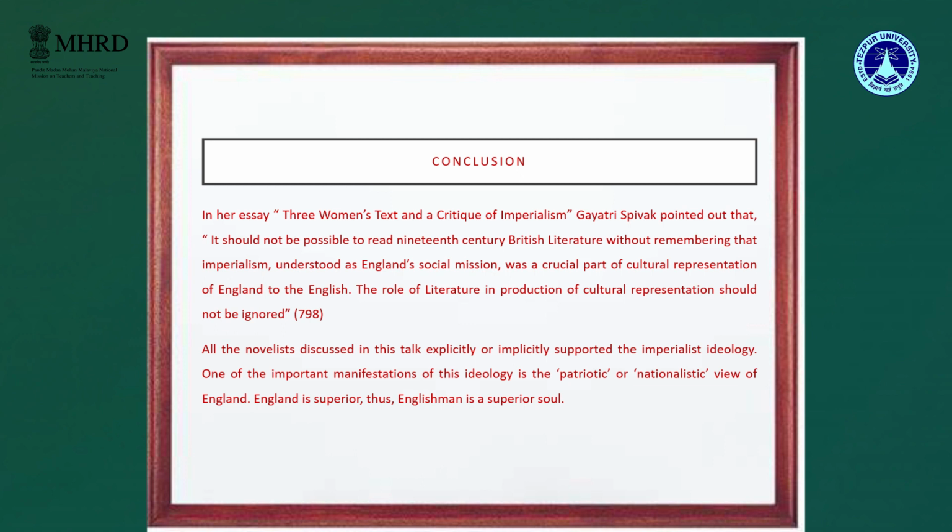All the novelists discussed in this talk, explicitly or implicitly, supported the imperialist ideology. One of the important manifestations of this ideology is the patriotic or nationalistic view of England: England as superior and Englishmen as a superior soul. From Defoe till Dickens, imperialism as an important aspect of patriotism has been maintained by these novelists. Crusoe's confidence on the sea-tossed, lonely island, Austen's dead silence over the issue of slavery, and Dickens's strategy of exclusion by transporting the socially inferior or unacceptable Englishman to Australia, never to come back again in the novel, are all colored with so-called patriotism, the glories of empire.